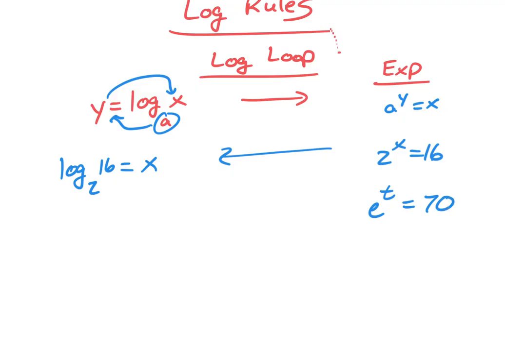We could see it with an e, and I'm going to show you another thing with e in just a second. But if I gave you something like that, I always like to write log first. The base of the exponent is the base of the log, the two bases. The exponent is t is equal to 70, and that would be my log expression.